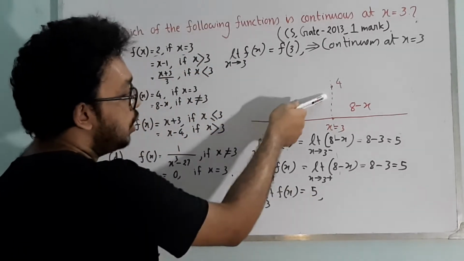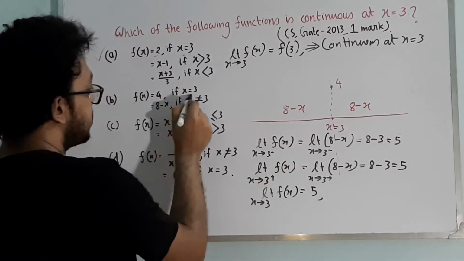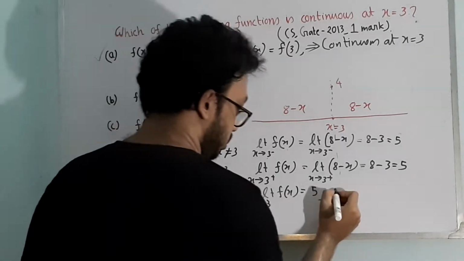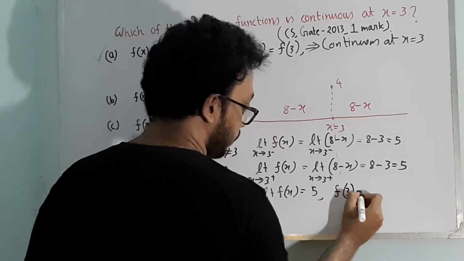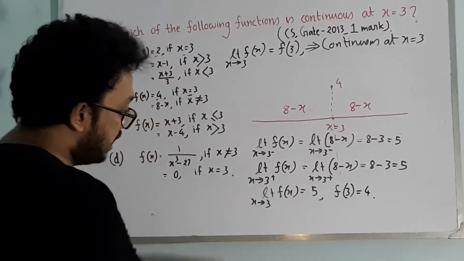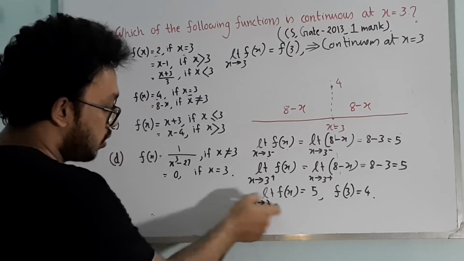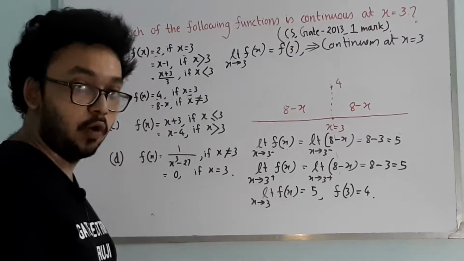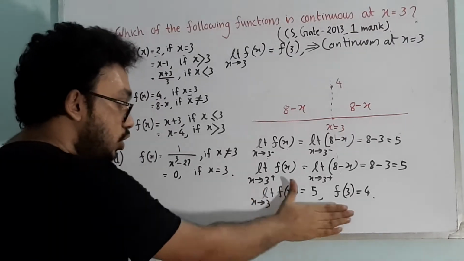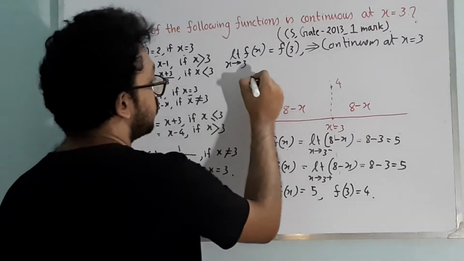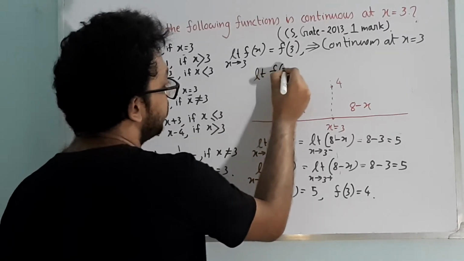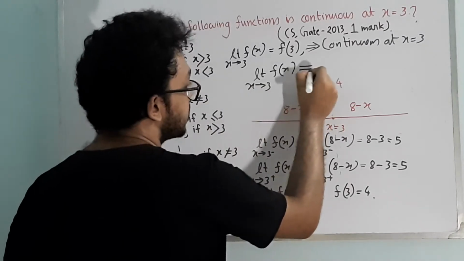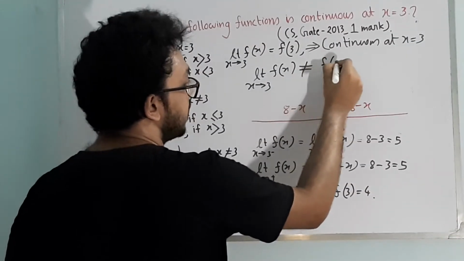But what is the value at x equal to 3? 4. See, at x equal to 3, the value of the function f(x) is 4. So f(3) is 4. So you observe that the limiting value of the function f(x) at x equal to 3 is 5, whereas the value of the function f(x) at x equal to 3 is 4. So the limiting value is not same as the functional value. So what you finally have is the limiting value of the function f(x) at x equal to 3 is not same as the value of the function f(x) at x equal to 3.